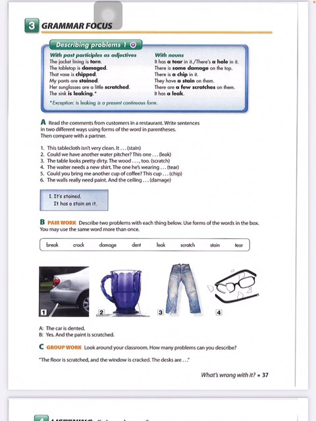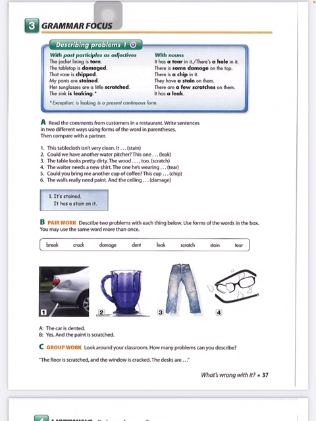Okay, so you see that in order to describe a problem, we can have 2 different ways. One, we can use past participle, or we can change that to noun. All right, it is stained, or you can say it has a stain on it. Okay, so let's try number 2, and I'll just focus on number 2, and then you can do the rest by yourself, and you can check the answers later.